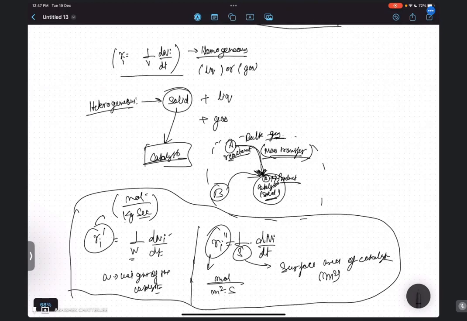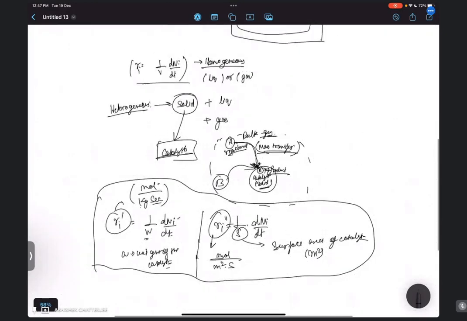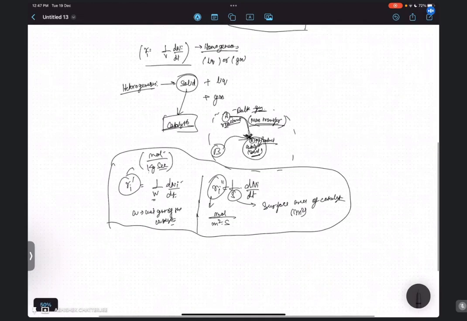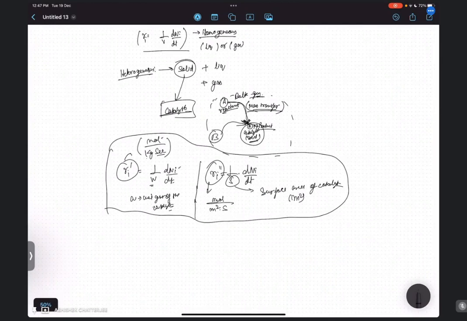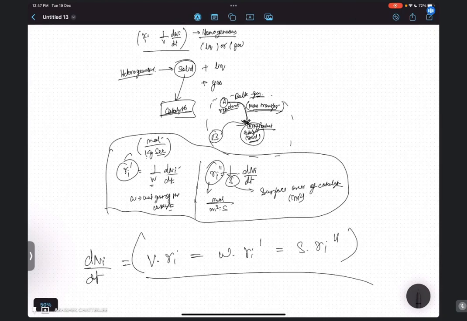Okay, nothing more is there. And from here, one simple relation is also there, very basic, you will see it everywhere. So what is that? Your dni by dt is equal to V into Ri, that is equal to W into Ri dash, that is equal to S into Ri double dash. Okay, so this is very basic, very simple, school level thing. Clear, no?